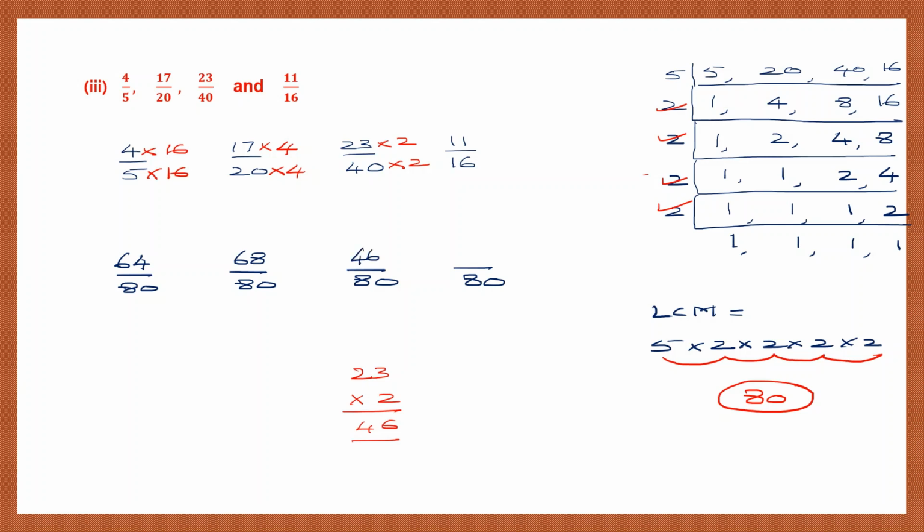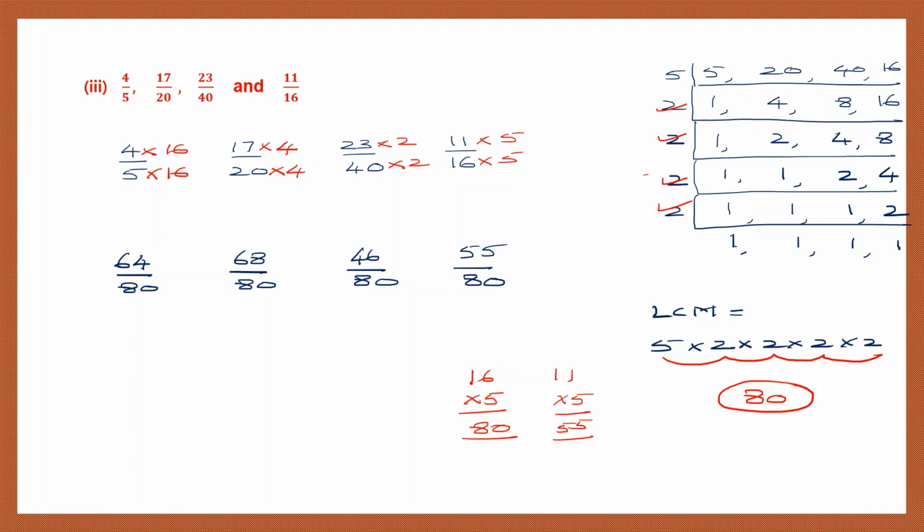Then the last one, 16 into what is 80? So let's find out. 16 into 5. Okay, so 16 into 5 is 80. So let's multiply 11 also by 5. So 11 into 5. So 11 into 5 is 55. 5 ones are 5, 5 ones are 5, 11 fives are 55.